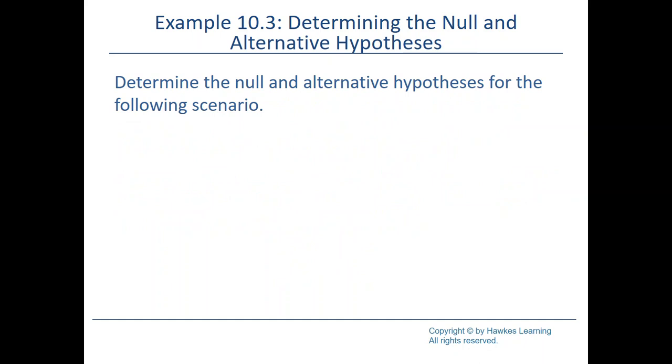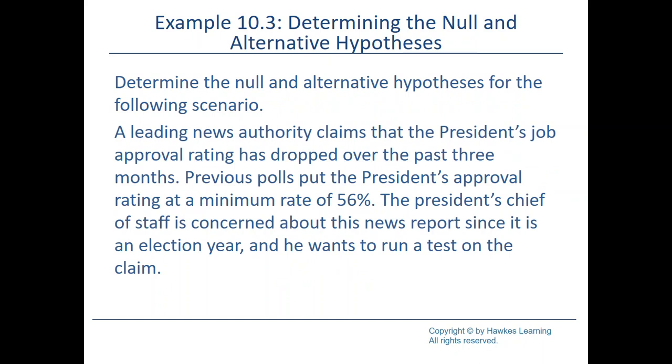Let's try this again. So a leading news authority claims that the president's jobs approval rating has dropped over the past 3 months. Previous polls put the president's approval rating at a minimum of 56%. Now, the president's chief of staff is concerned about what the news reports since it is election year, and he wants to run a test on the claim. Okay, so the president's chief of staff is concerned about the news report. What did the news actually report? Well, they said that the approval rating has dropped. So we want to know, has his rating actually dropped?